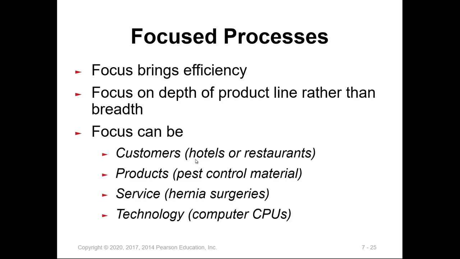Focus can be on customers such as hotels and restaurants. It can be on products such as just producing pest control material. You could also concentrate on services, such as providing only one service, such as hernia surgeries, just a hospital or a clinic that provides only hernia surgeries. We could also focus on technology, such as focusing on producing CPUs, just CPUs, and nothing else, and that is concentrating on one technology.